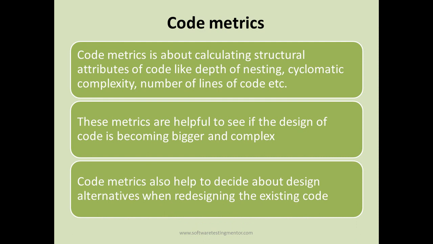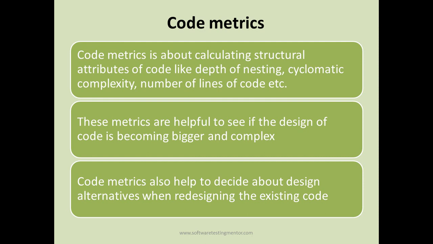Then code metrics also help to decide about design alternatives when redesigning the existing code. So if you have found that this module of the software is of a high level of complexity and requires a lot of testing, then if you have that information, you can think of different alternatives to implement that same module in a simpler way, which is less complex and requires less effort to test, and also makes software more reliable.